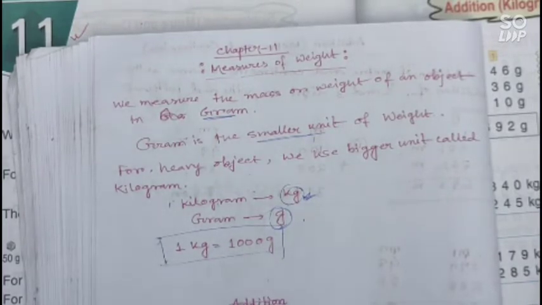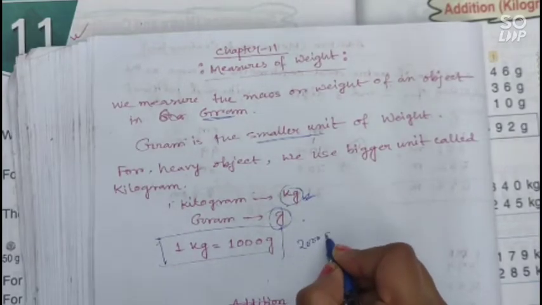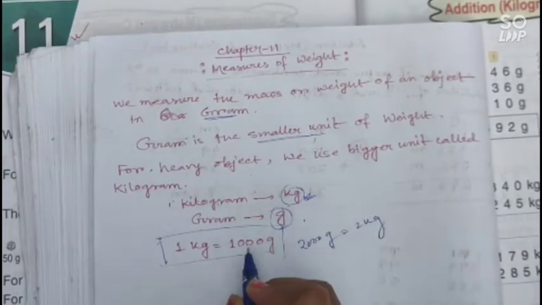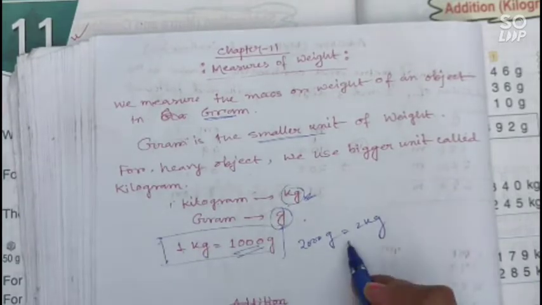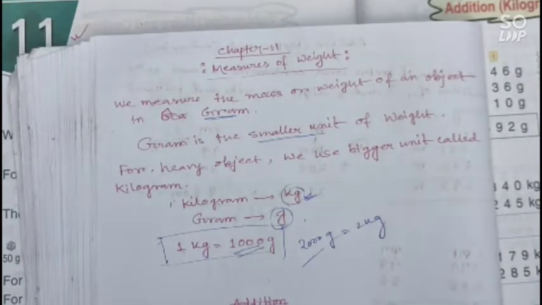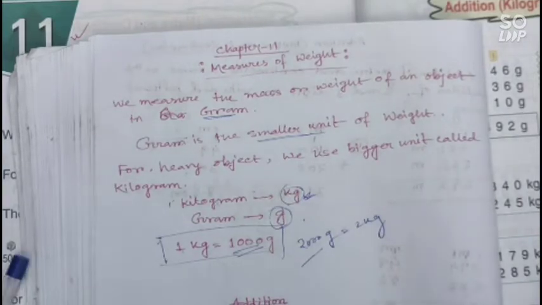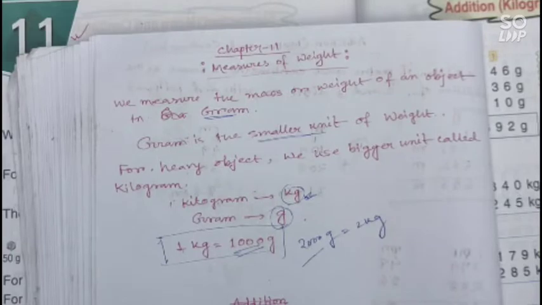If I ask you 5 kg equal to how much gram? 5 kg equal to 5000 gram. If I ask you 2000 gram equal to how much kg? 2000 gram equal to 2 kg, because you know that 1000 gram equal to 1 kg, so 2000 gram equal to 2 kg. Using this relation we can convert any kilogram into gram or any gram into kilogram.